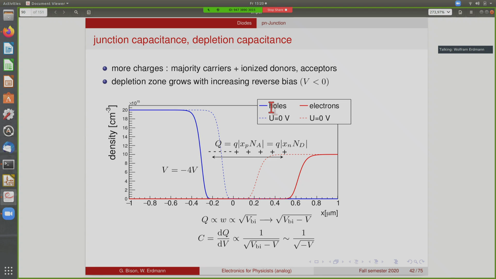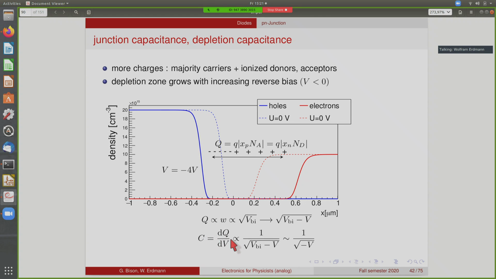There's another capacitance that is important, which is called the junction capacitance or depletion capacitance. If you look at the depletion region, you see that we have fixed stationary charges in the depleted volume. If you increase the size of your depletion volume, that means you have more charge stored in this region. So the charge stored in the depletion region is a function of the width of the depleted volume and hence of the applied voltage. We've seen that the width of the depleted region is proportional to the square root of the voltage across the junction, which is the difference of the built-in voltage and the externally applied voltage.